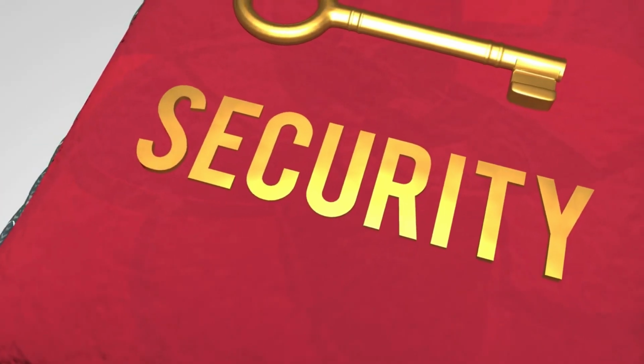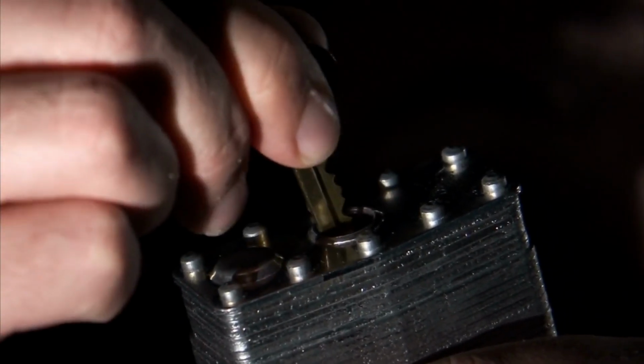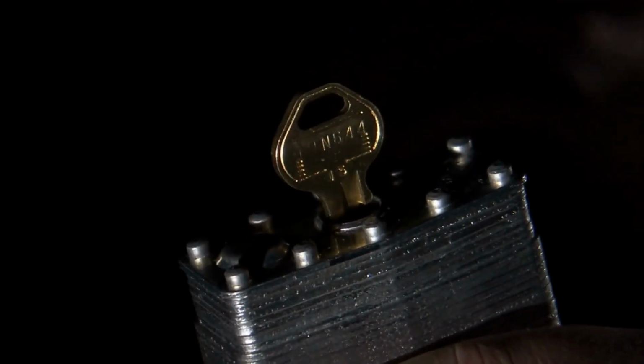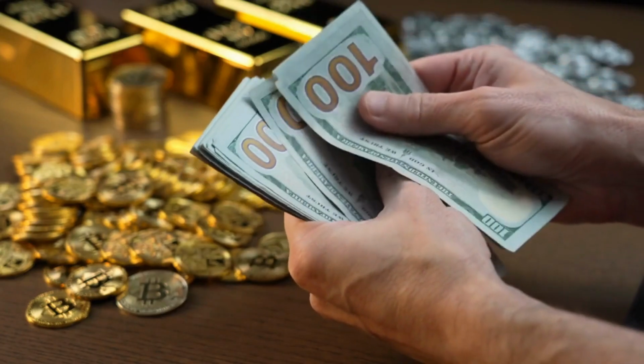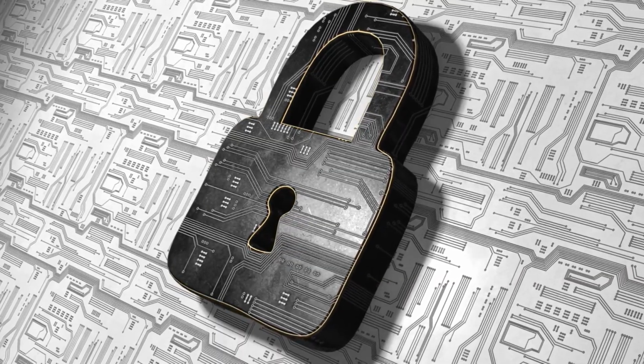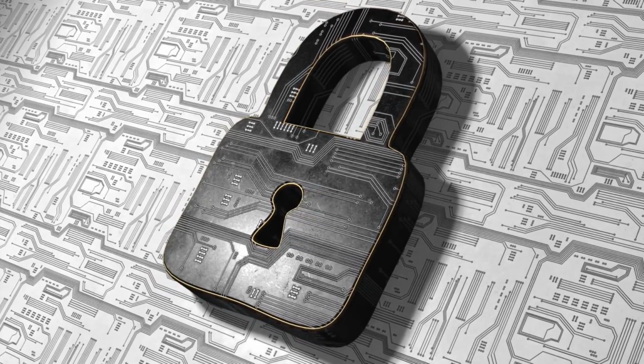P is for private key. Let's delve into the fundamental aspect of securing your crypto assets, the private key. Your private key is a long, unique string of characters akin to a password. It allows you to access and control your cryptocurrency holdings securely. Remember, keeping your private key safe and never sharing it with anyone is crucial for safeguarding your funds.